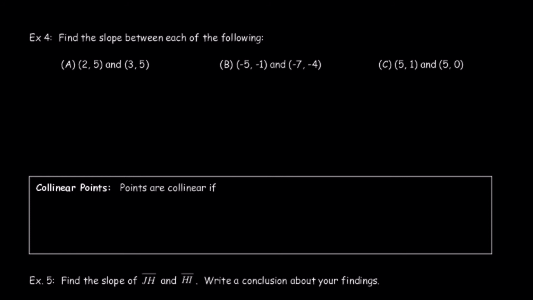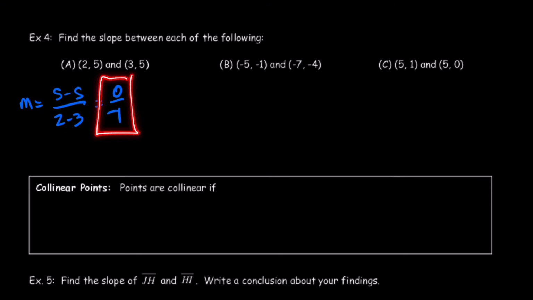All right, so for A, I want to find the slope. I'm going to take y minus y, so 5 minus 5. X minus x is 2 minus 3. Now notice here you get 0 over negative 1. This is the one case, actually there's 2 cases, one of the 2 cases where I do not want you to leave it as a fraction.